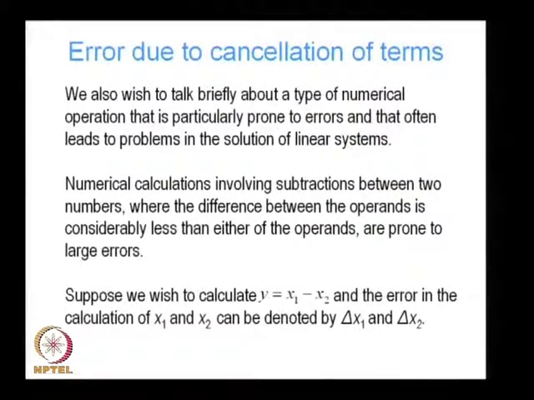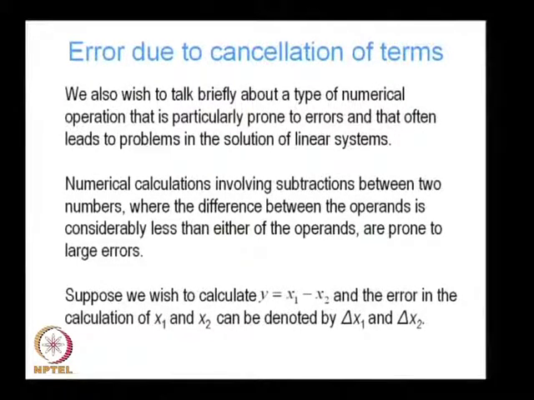We would also like to talk briefly about a type of numerical operation that is particularly prone to errors and that often leads to problems in the solution of linear systems. Numerical calculations involving subtractions between two numbers, where the difference between the operands is considerably less than either of the operands, are prone to large errors.